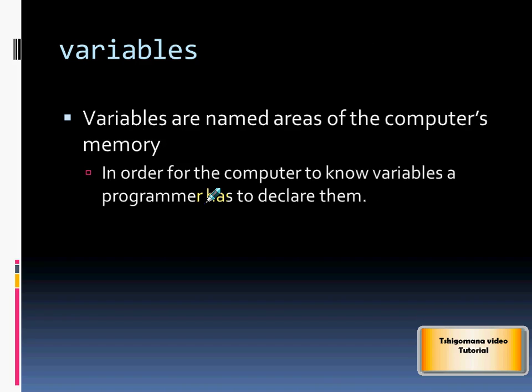Variables. Variables are named areas of the computer's memory. So in order for the computer to know variables, a programmer has to declare them. Now, what is the meaning of this? It means that if a variable is used before it has been declared, the computer won't know about it. Therefore, in order for the computer to know variables, a programmer has to declare them.